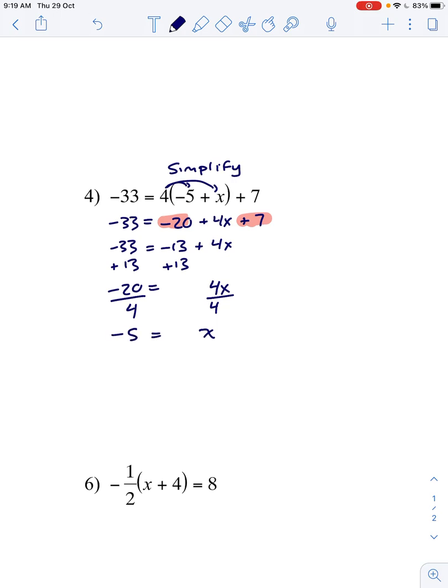So you see, the only thing that's different is that step right there, where you have to go through and simplify the right side first. Okay, otherwise everything is exactly the same.